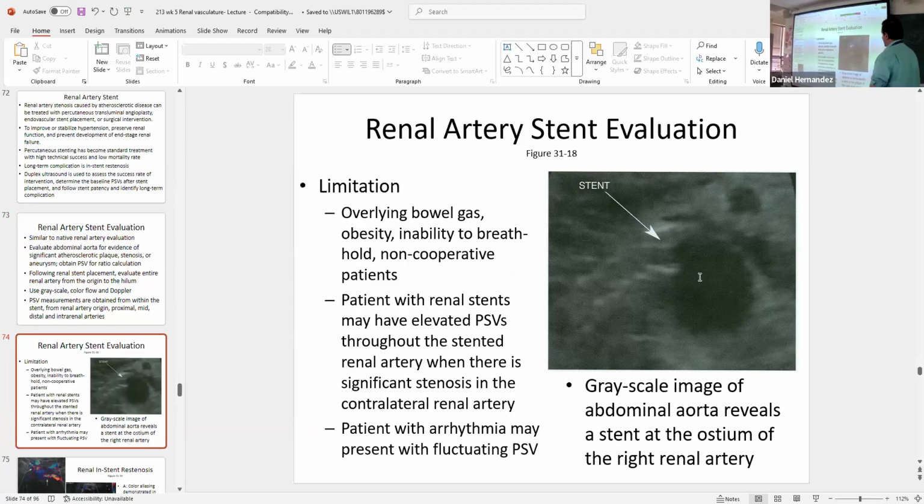Our standard limitations still hold true: bowel gas, body habitus, patient respiration. Again, arrhythmias. If patients have irregular heartbeats, those arrhythmias cause fluctuations in our peak systolic velocities. So with arrhythmias, typically we have one that's high, and then one that's low, significantly lower than a waveform that's kind of in the middle. So pick that one that's in the middle.